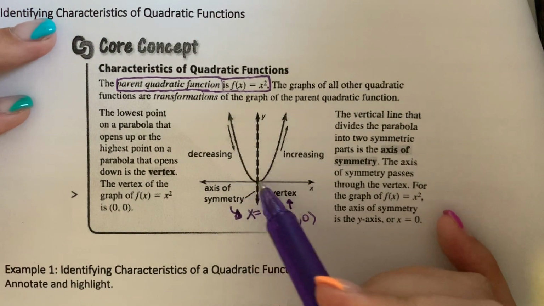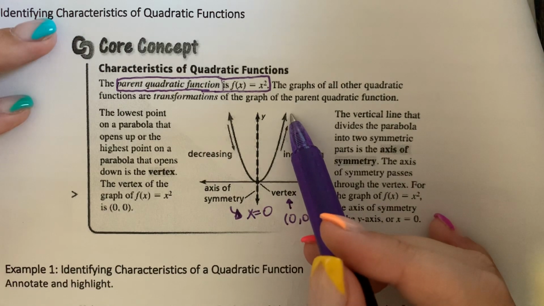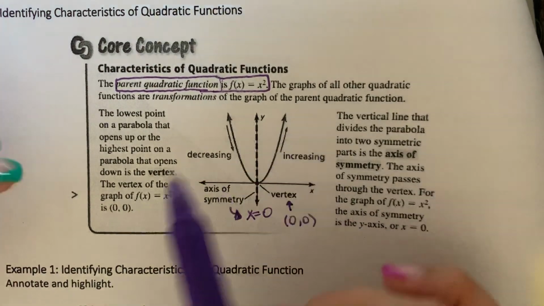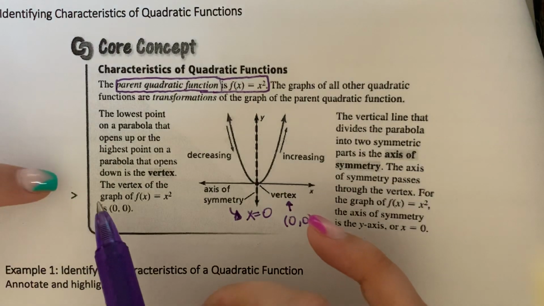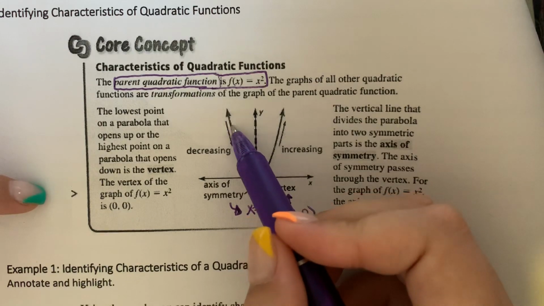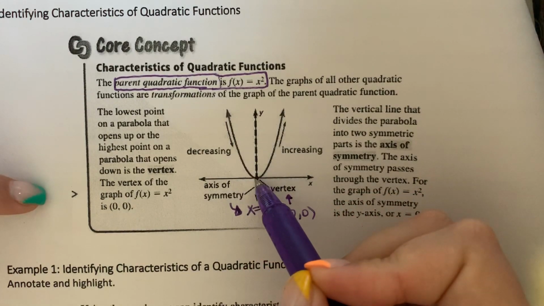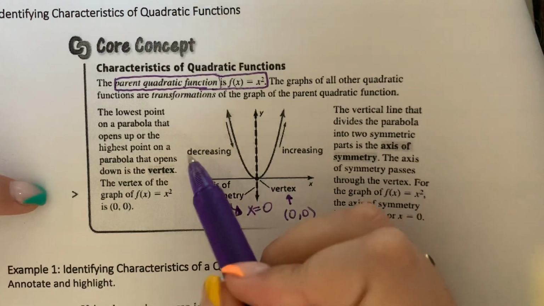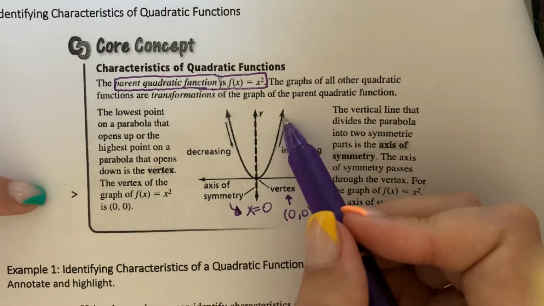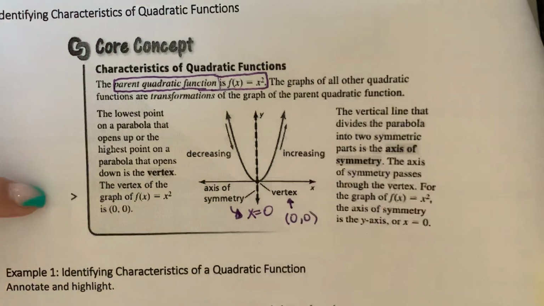This side is decreasing, this side is increasing. We think of this the same way we thought of exponents. If you were walking left to right, the way we read, left to right, if you start here you're walking down to the vertex. So you're decreasing on this side of the vertex. Here you're walking up, so you're increasing on this side of the vertex.